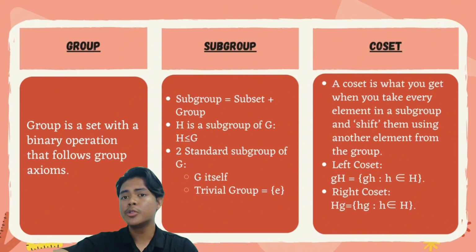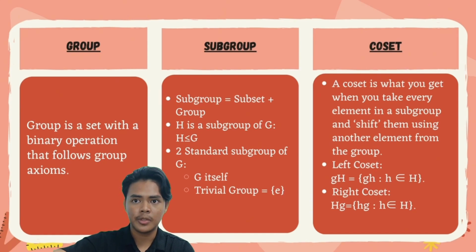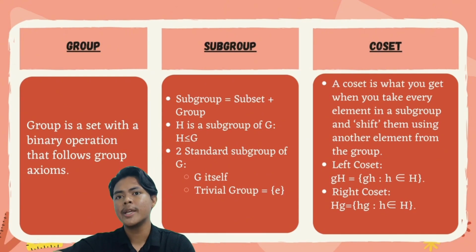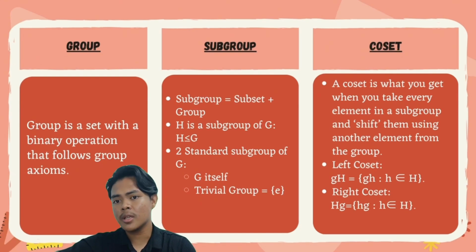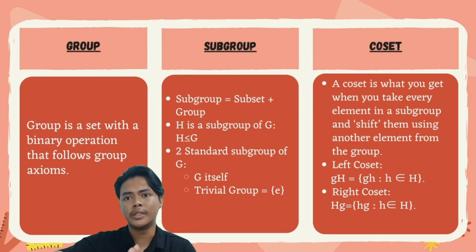Then, how are these subgroups related to the group? That's where the coset comes in. A coset is what you get when you take every element in the subgroup and shift them using another element from the group. There are two kinds of coset. The first one is a left coset, where you combine an element g from the group G to every element in the subgroup H on the left side. A right coset is the same as the left coset, but you combine it on the right side.